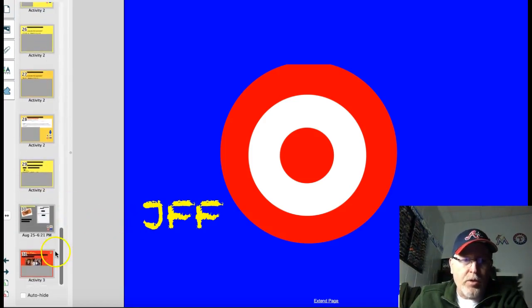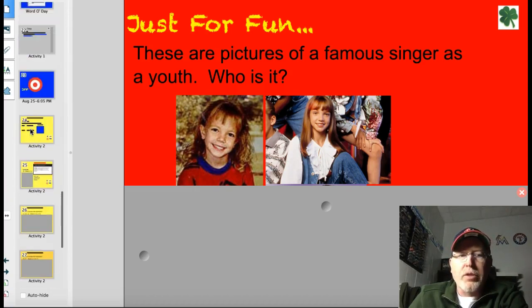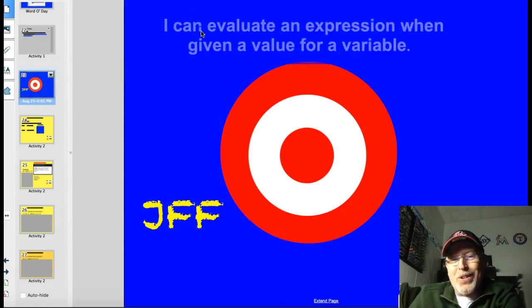Before we do that, let's start with our just for fun question. It's a picture question tonight. Who are these pictures of? This person is a famous singer. I know every single one of you have heard of her. This person is probably about 40, 45 years old right now. Your parents will probably be able to recognize her, so you can cheat and ask them. All right, I'll give you the answer to the trivia question tonight after the instruction.